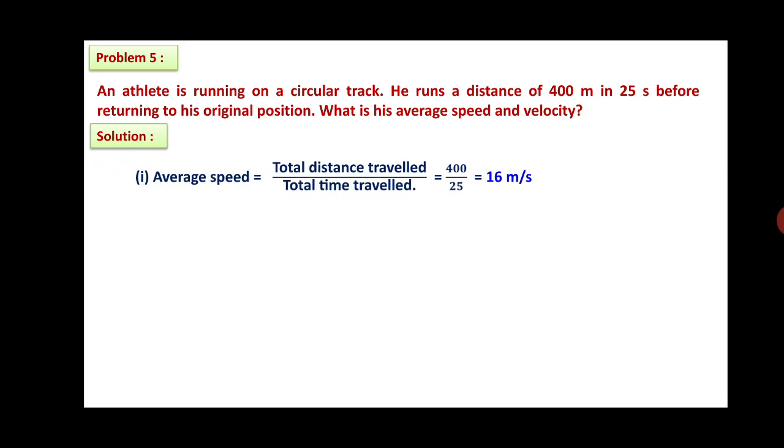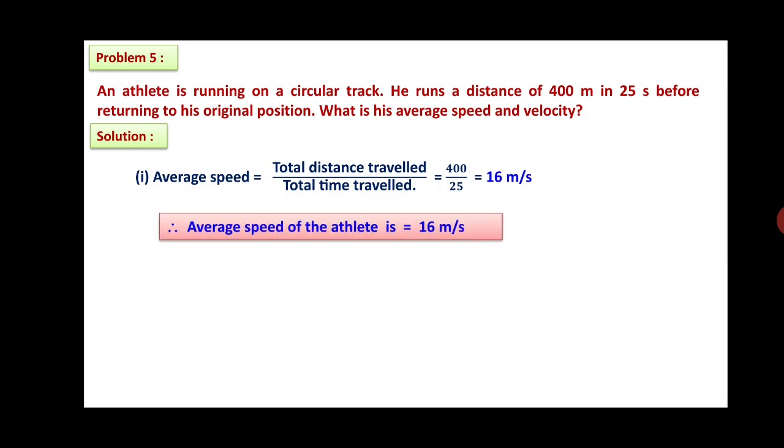Friends, we know average speed is equal to total distance traveled upon total time taken. So total distance is 400 meter and time is 25. So after simplification, you are getting 16 meter per second. So average speed of the athlete is 16 meter per second.